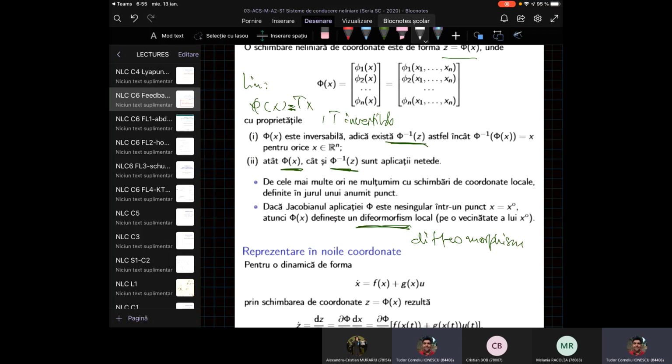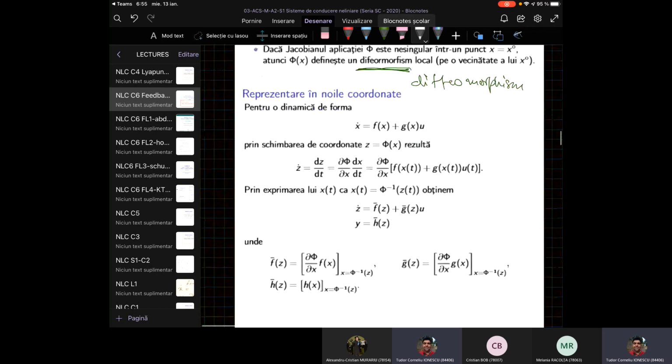So that's what a coordinate transformation is. We discussed this last time and I showed you how to apply it. I'm showing here once again how to do that. This is your given system: x dot is f of x plus g of x u. You do the change of coordinates z equals phi of x, and then you just take the derivative. So z dot is dz dt, which is d phi dx times dx dt.